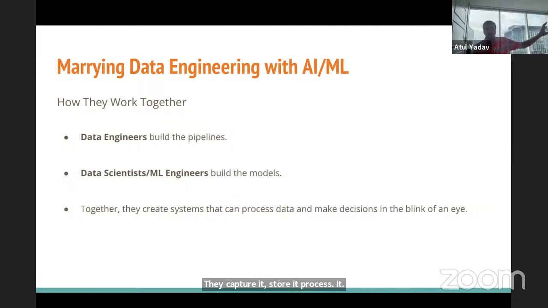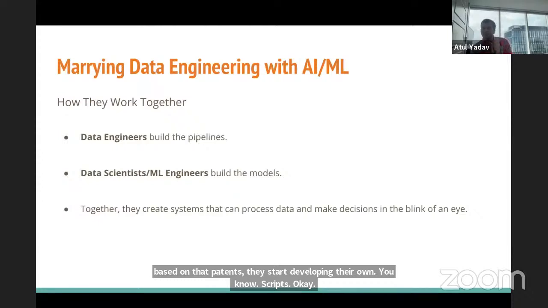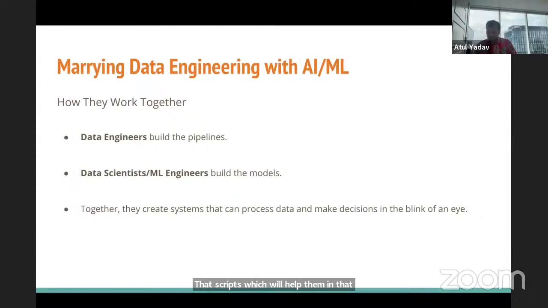Now the AI and ML team, which includes the ML engineers and the data scientists as well, are going to analyze that transformed data. They analyze that data and understand the various patterns, and based on those patterns they start developing their own scripts, which will help them in detecting suspicious patterns. This is where the models are being developed, which would be detecting any suspicious activity or fraud happening in the banking domain.